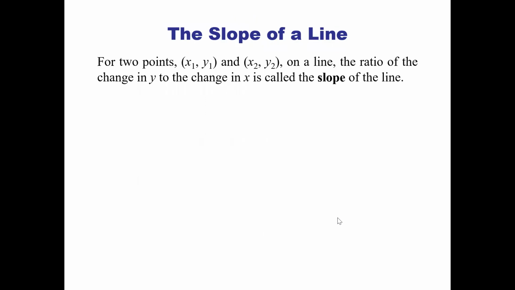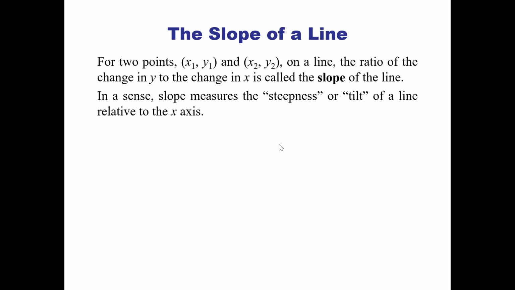Now for 2 points, x1, y1, and x2, y2 on a line, the ratio of the change in y to the change in x is called the slope of the line. Okay, so the change in y to the change in x is the slope of the line. Now, in a sense, slope measures the steepness or the tilt of the line relative to the x-axis. So if you think about it, going down, that's going to give us a negative slope. Going up is going to give us a positive slope. Straight across, that's a horizontal or a zero slope. And so that's kind of the things we have to look at here.